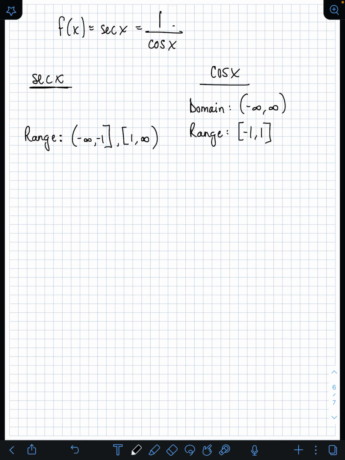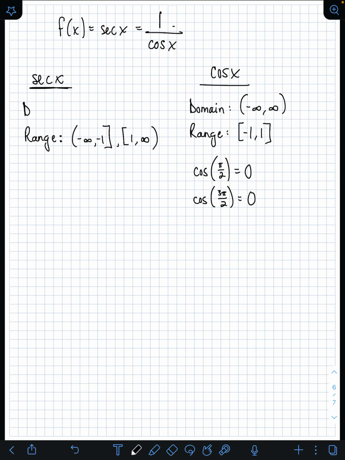Now, cosine, like sine, has values where it's equal to 0, but they are different values. Cosine is equal to 0 at pi/2 and 3 pi/2. Actually, much like tangent, these are all the same locations that tangent is undefined. And whenever cosine is 0, its reciprocal, secant, will be undefined.